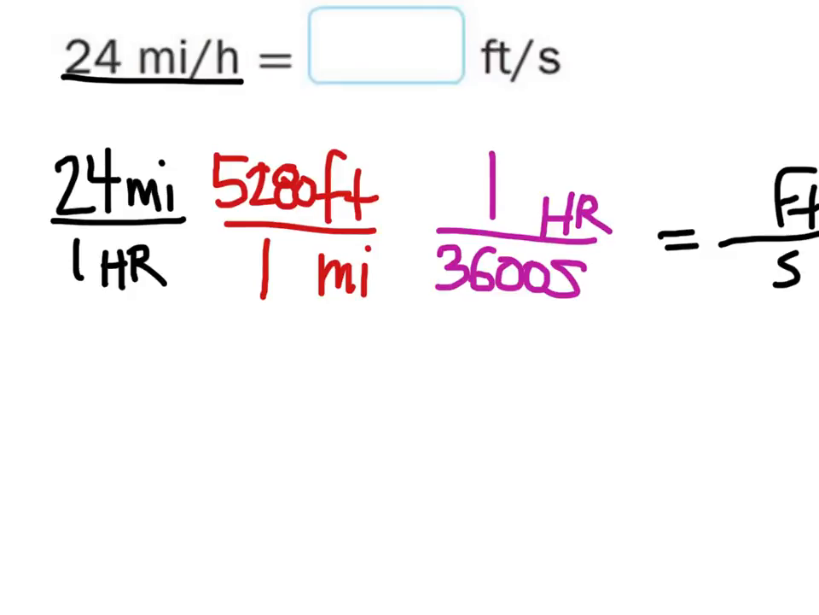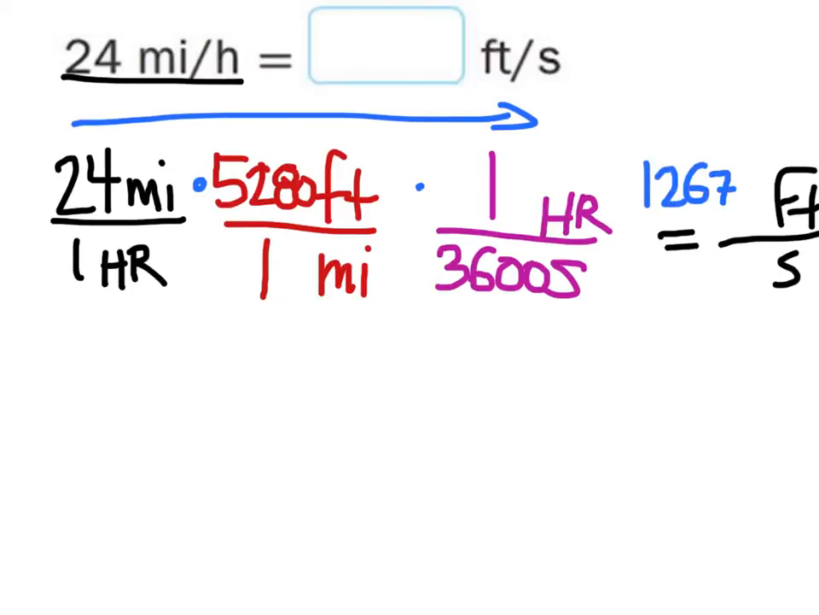Now all we can do is multiply straight across. So 24 times 5280 times 1. I got 126,720. Yeah, it's a big number, right?